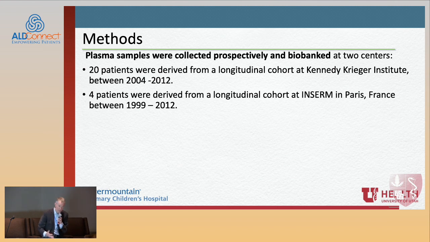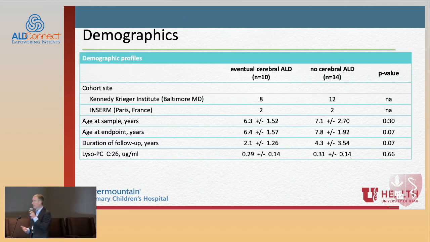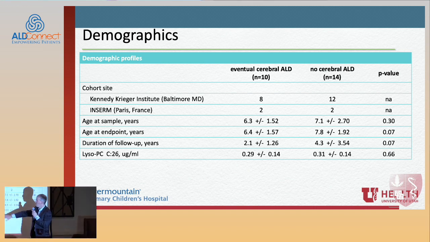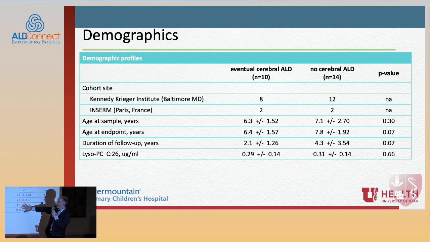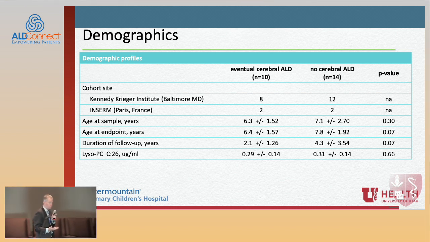And so what Keith and his team did is they looked at plasma samples at 2 centers. They looked at a sample of 20 patients from Kennedy Krieger, another 4 patients in Paris, and they looked at the vitamin D levels at those 2 places. If you look at the 2 cohorts of patients, they're fairly similar. They looked at patients who developed cerebral ALD, and the patients who didn't develop cerebral ALD. They're basically similar ages, similar amount of follow-up, and had similar very long chain fatty acid levels. So basically similar groups of patients. It's a small cohort, but that's the data set that Keith had to work with.